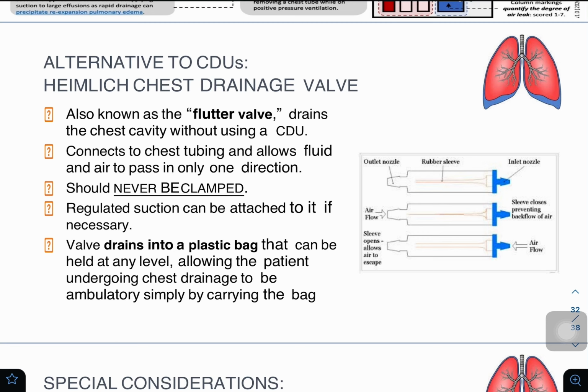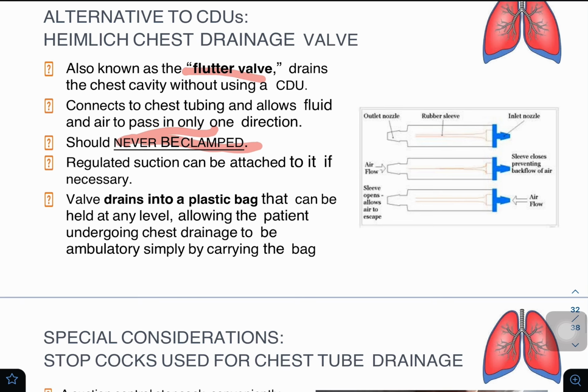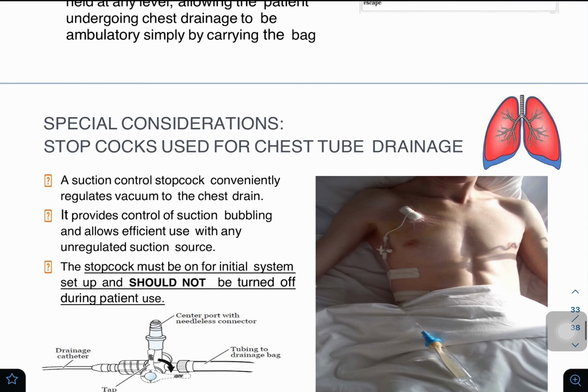An alternative to the chest drainage unit is the flutter or Heimlich valve. It connects to the chest tubing and allows fluid and air to pass in only one direction. It should never be clamped. Regulated suction can be attached to it if necessary. The valve drains into a plastic bag that can be held at any level, allowing the patient undergoing chest drainage to be ambulatory simply by carrying that bag. This is the flutter mechanism.